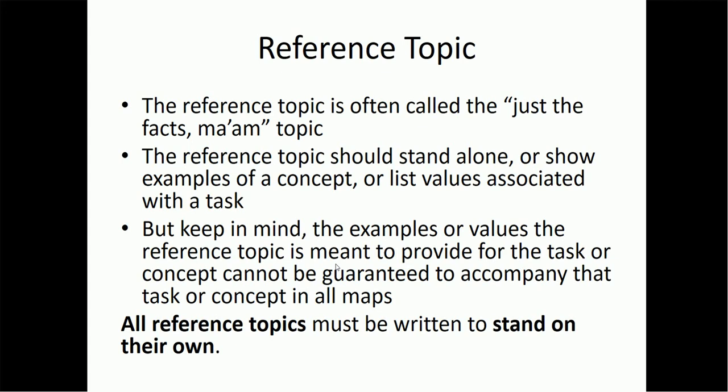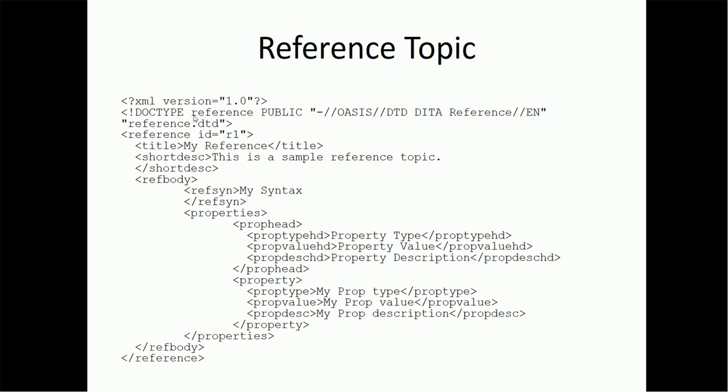The reference topic should be standalone or show examples of concepts or list values associated with the task. But keep in mind the examples or values the reference topic is meant to provide for the task or concept cannot be guaranteed to accompany that task or concept in all maps. So a reference topic must be written to stand alone on its own. And the reference XML has the doc type declaration of reference and a reference DTD, and then it has different kinds of elements that are specific for references.